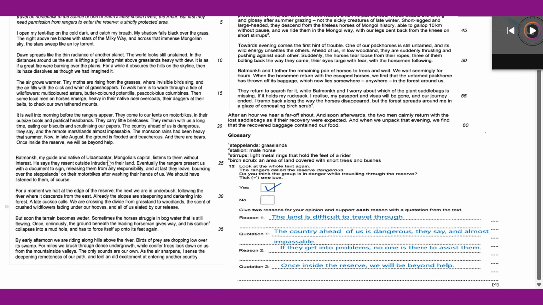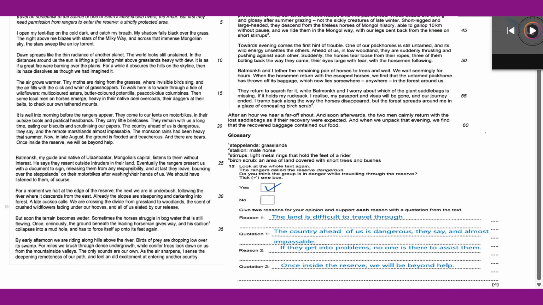Okay, this is a hint: in here, the guide, "listen to them without interest." That can be your reason and your quotation. Give a correct, proper reason, and this you can use as a quotation. And this can also be used as a quotation: he said that they resent outside intruders in their land.